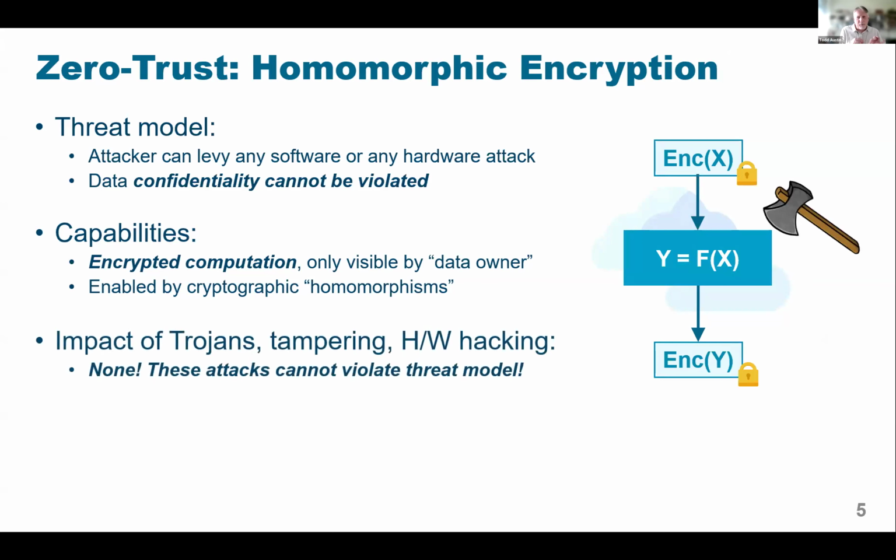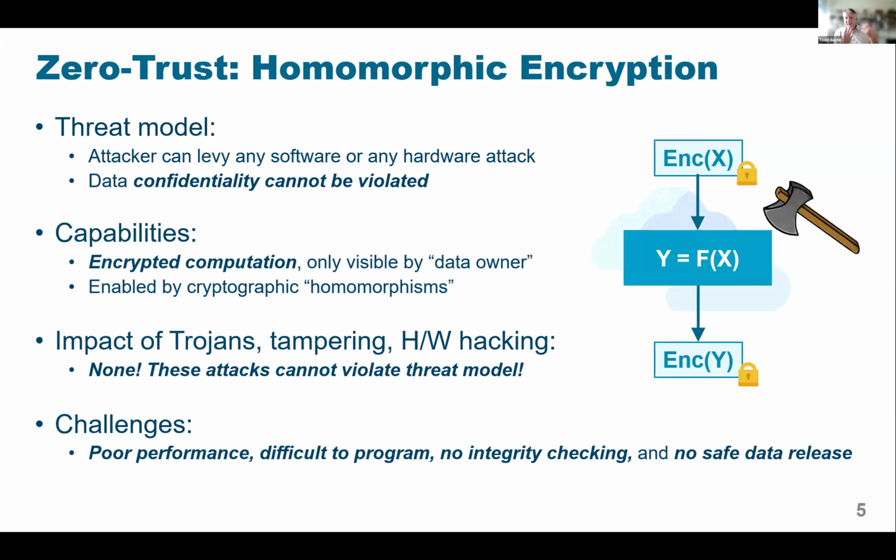But I want to point out, what is the impact of Trojans, tampering, hardware hacking on a homomorphic encryption program? With respect to its threat model, the answer is none. There's no impact on that program. You will never reveal any of the encrypted data through a Trojan or tampering in the hardware. And this is, in essence, a zero trust technology. It's zero trust in the hardware. And so here is a sort of a foothold that we can grab to look at how do we build systems that don't have to trust hardware.